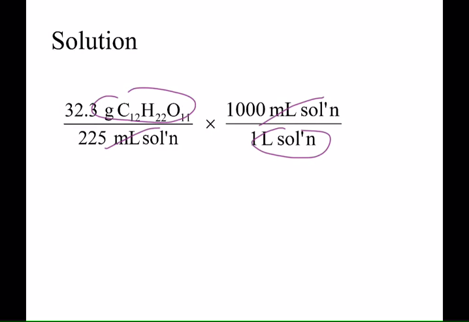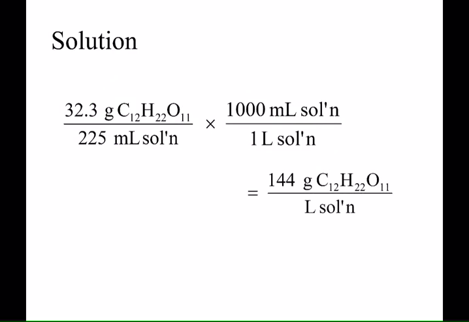So how many sig figs do we need to round this to? Yep, we're going to round to 3 sig figs because I have 3 there and I have 3 here, and there's no uncertainty brought by that relationship. So I get 144 grams of sucrose, or C12H22O11, per 1 liter of solution.